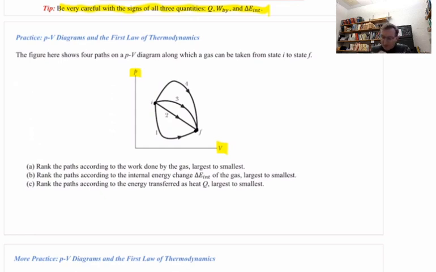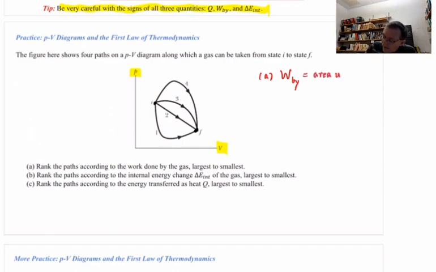First question. Rank the four paths according to the work done by the gas, largest to smallest. I'd like you to think about that, pause the video, and then come back. Okay, did you say that the work done by the gas depends upon the area under the PV diagram? That's what you want to say.